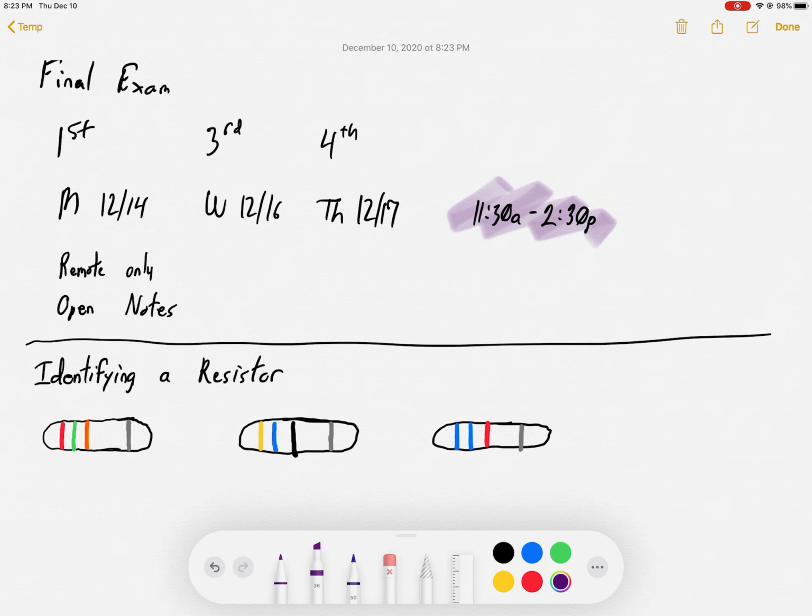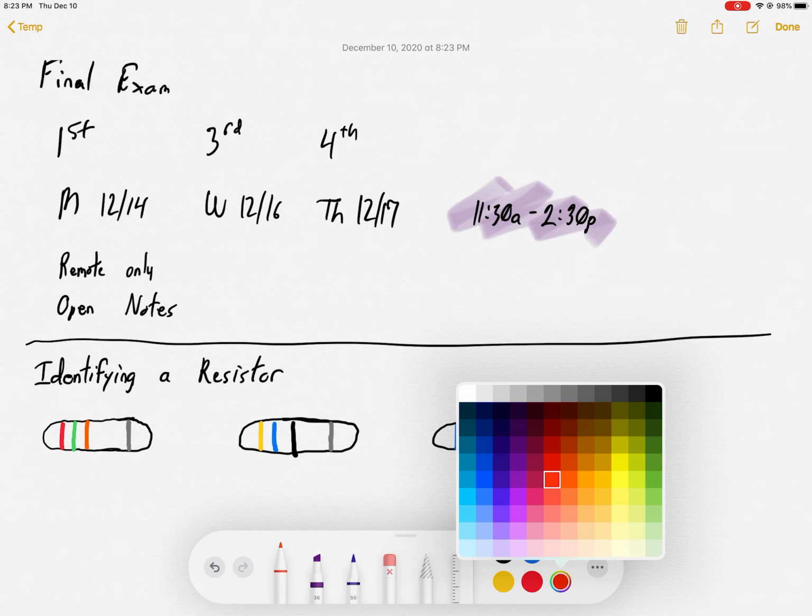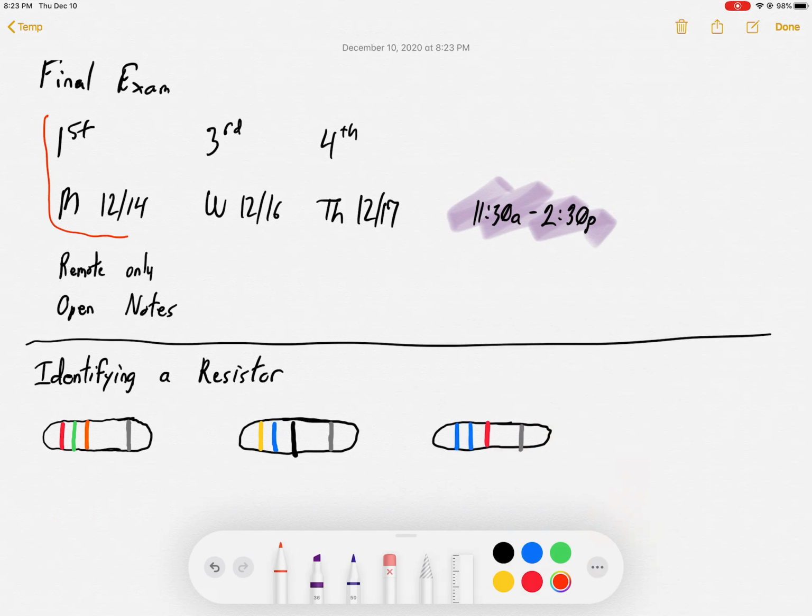It is remote only, so if you are part of the A group on Monday, or if you are part of the B group on Thursday, you don't go to school, not for my test. Okay, you're going to stay home. You're going to take the test remotely. If there is something going on where there is an issue, you need to let me know absolutely as soon as possible.